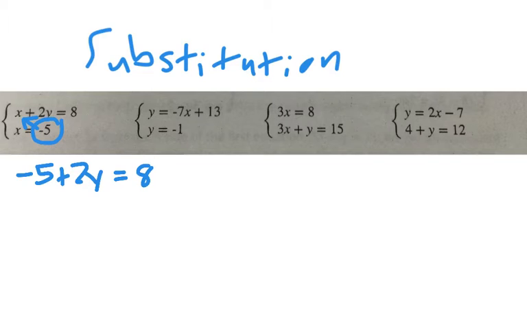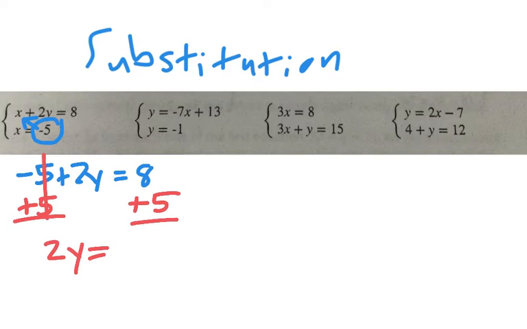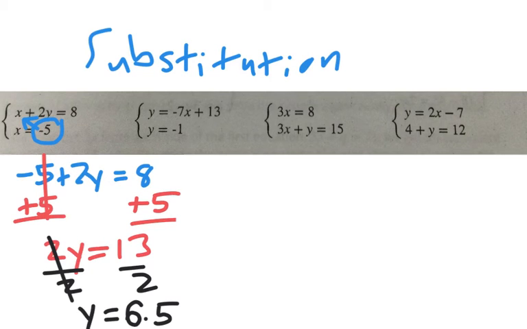Now I have an equation with just one variable that I can solve. So I need to get y by itself. So to get y by itself, I can add 5. That tells me 2y equals 8 plus 5, which is 13. And now y is being multiplied by 2, so I divide by 2. That is a decimal. It's going to be y equals 6.5.